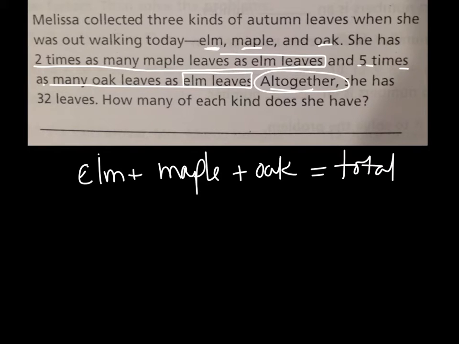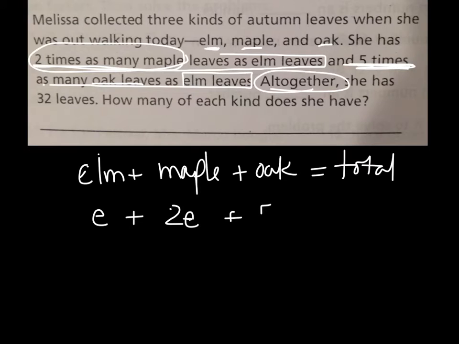So we're going to make elm E because we don't know how many elm there are. We actually don't know how many any of them are. It says that there are 2 times as many maple as elm. So maple would be 2E because 2E is saying the same thing as 2 times E or twice as many elm, which means that oak, it says that there are 5 times as many elm. So we have 5E, and the total, which it tells us right here, is 32.